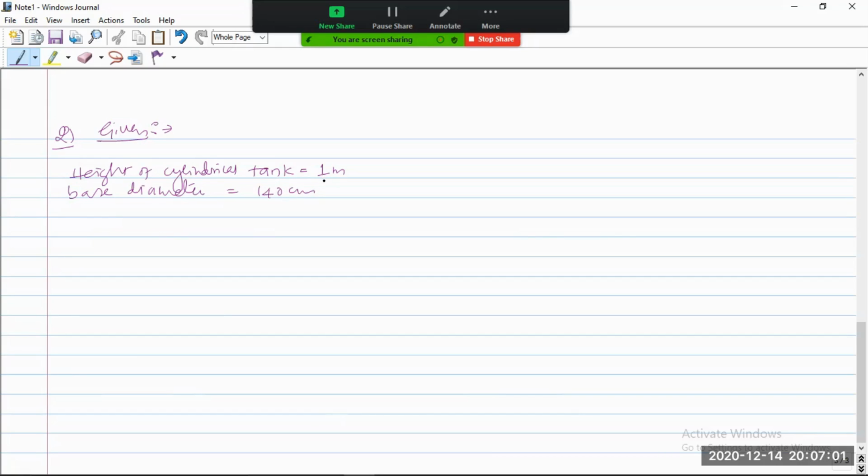So student, the height is given in meters and the diameter is given in centimeters. First we need to convert to meters by dividing by 100. So 140 divided by 100 gives us 1.40 meters. So we have converted the diameter, which was given in centimeters, into meters. How much is the radius from it? The radius is half of the diameter, so it is 1.40 divided by 2, which gives us 0.70 meters, the radius of the base of this cylindrical tank.